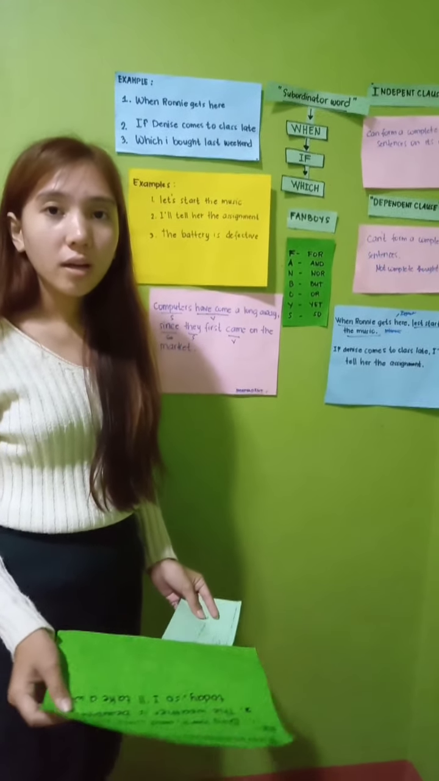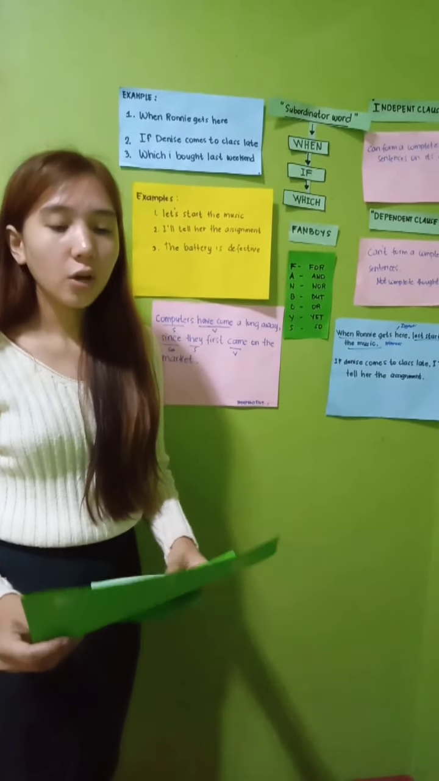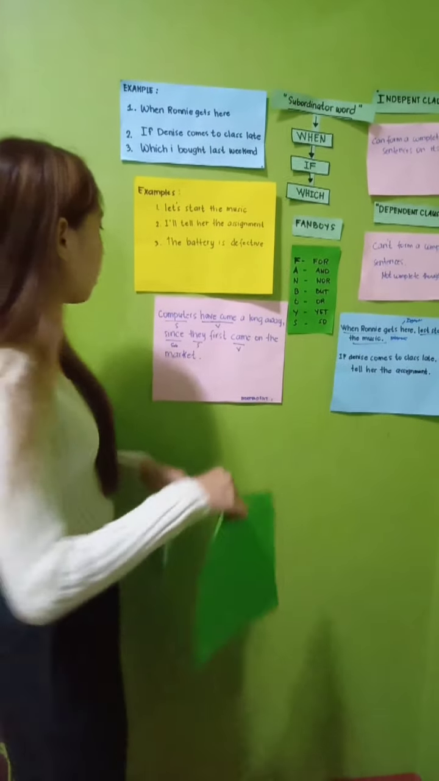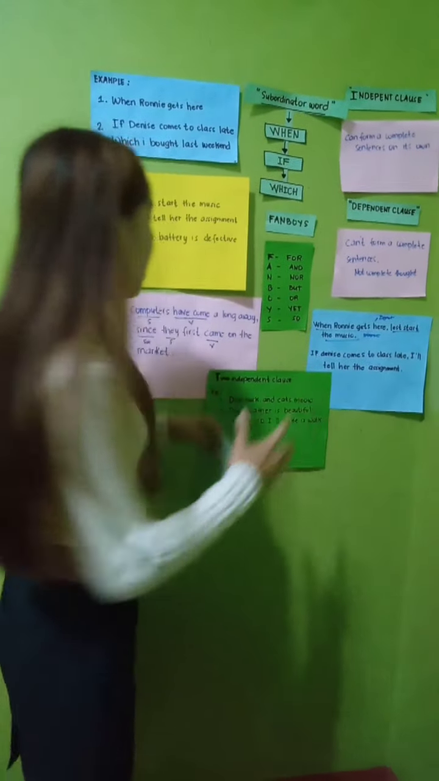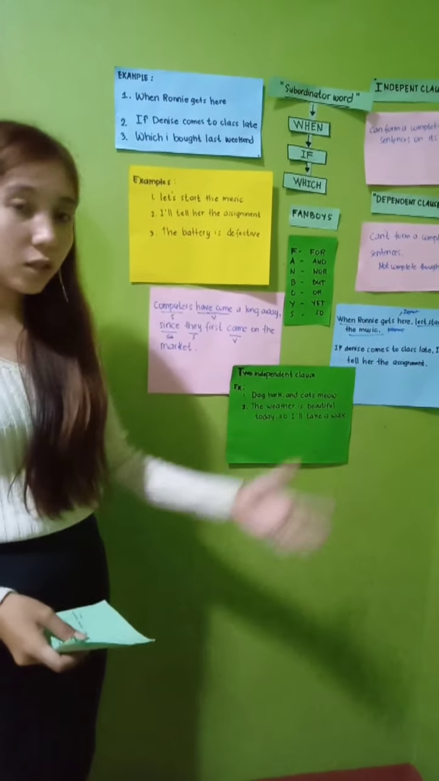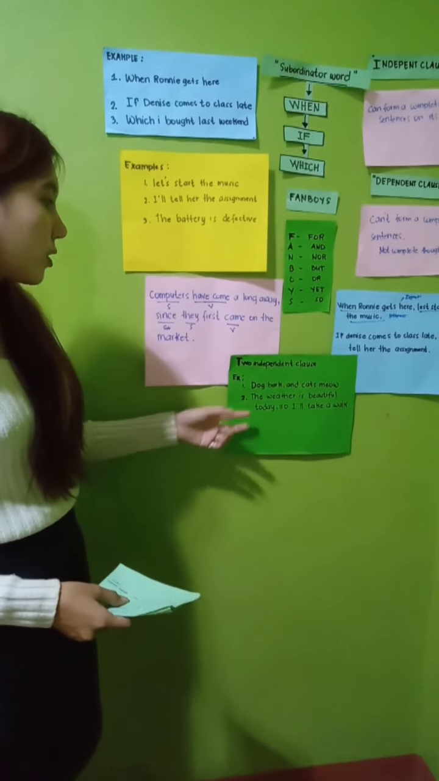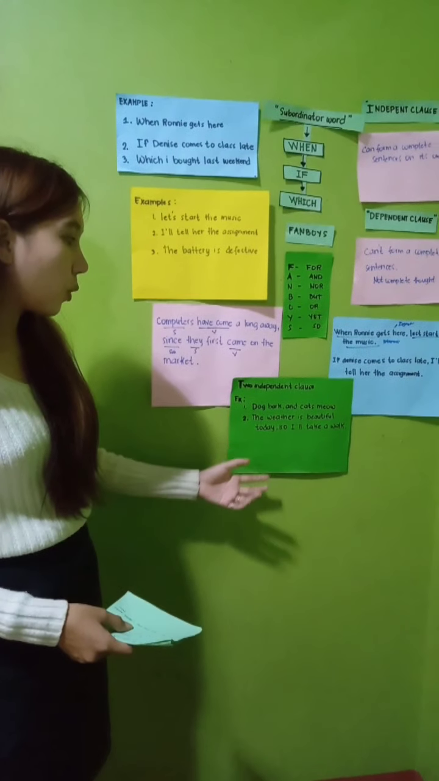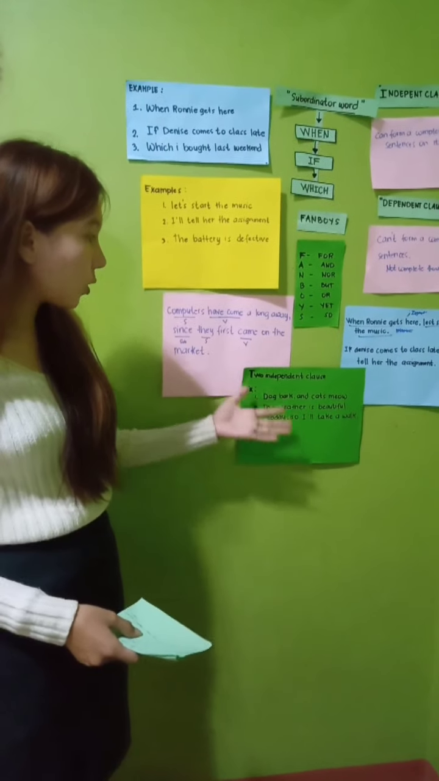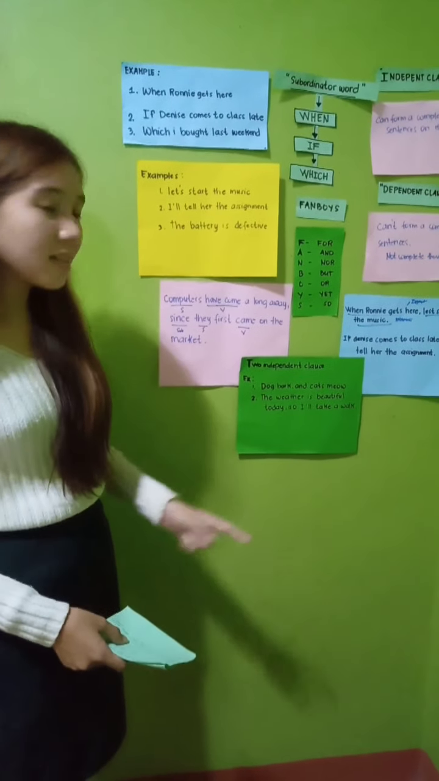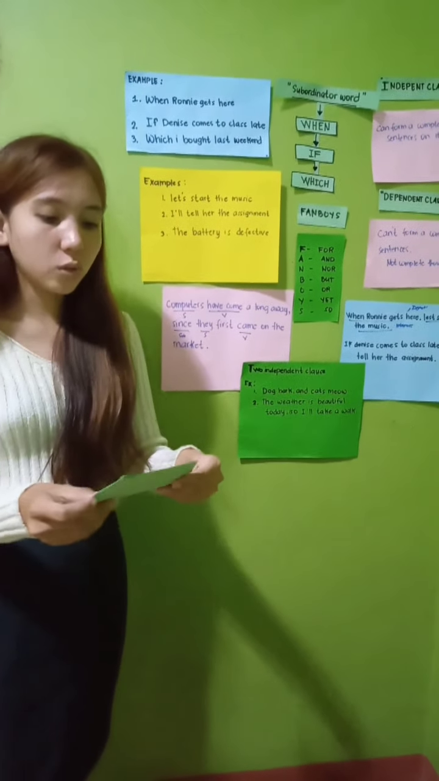Again, I am going to give another example, which is two independent clauses. As I said a while ago, we can join independent and independent clauses together in one sentence. So this is the example. Take a look at two independent clauses. The example is dogs bark and cats meow. Number two, the weather is beautiful today, so I take a walk. As you can see, these two independent clauses are in one sentence. So we can say that they can be joined.